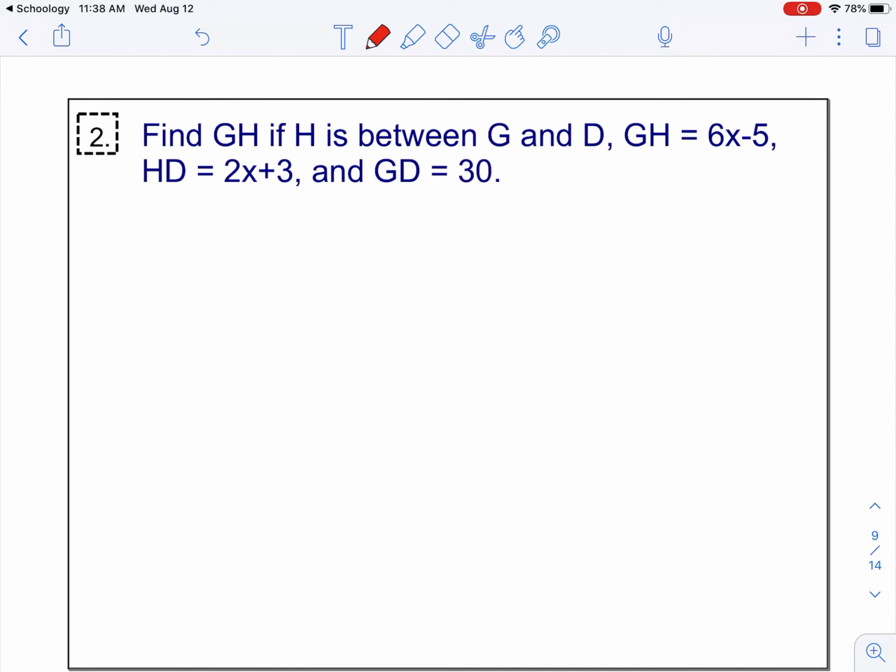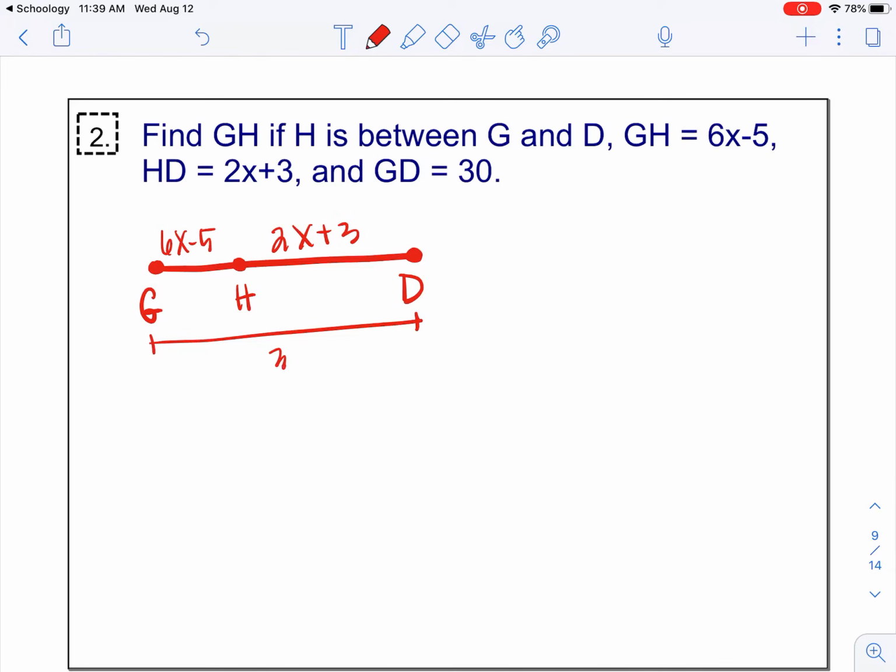All right, if you did this one correctly, I want to make sure it's drawn correctly. So H is in between. So here's H is in between G and D. Then it told me GH is 6x minus 5. And HD is 2x plus 3. And the whole thing, GD, is 30. So your equation should be this piece, 6x minus 5, plus this piece, 2x plus 3, is equal to the whole thing, which is 30.